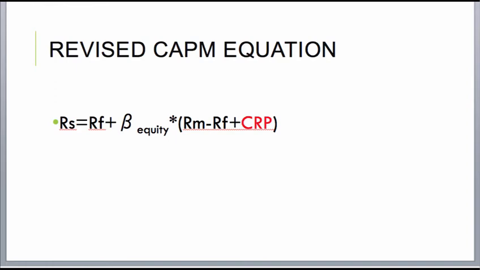So in order to reflect the increased risk associated with investing in a developing country, a country risk premium is added to the market risk premium when we use the CAPM formulas. So a revised CAPM equation is shown in this slide. Compared to the general CAPM formula that we introduced previously, we just add the country risk premium to the market risk premium here. Okay?